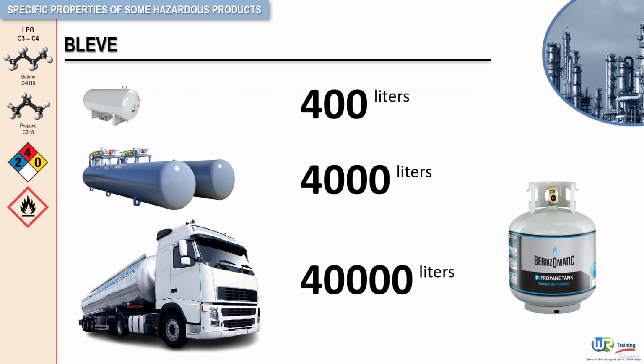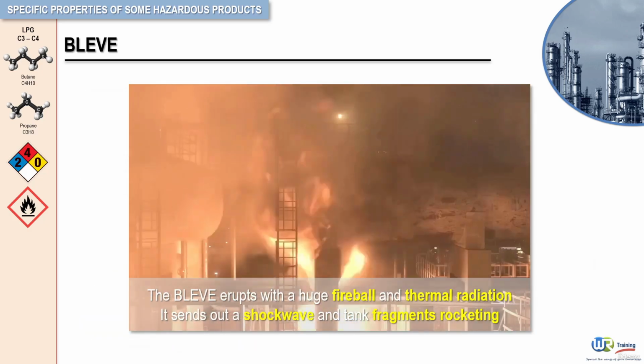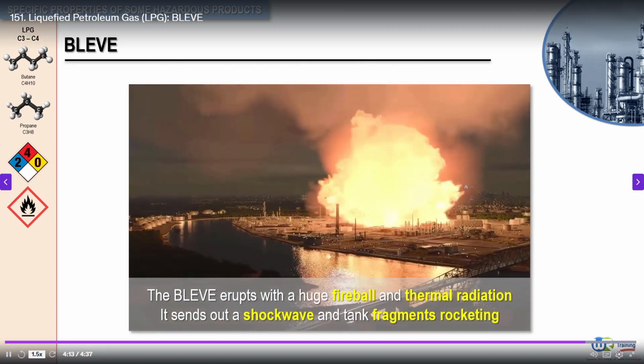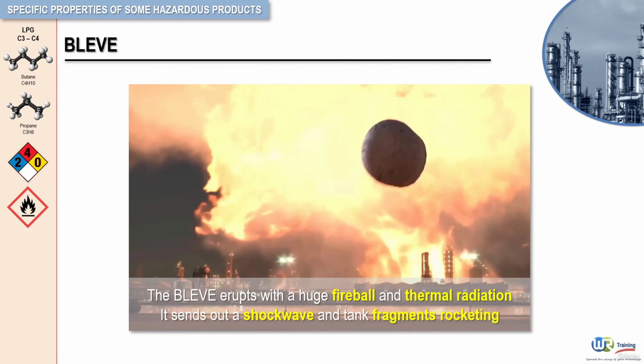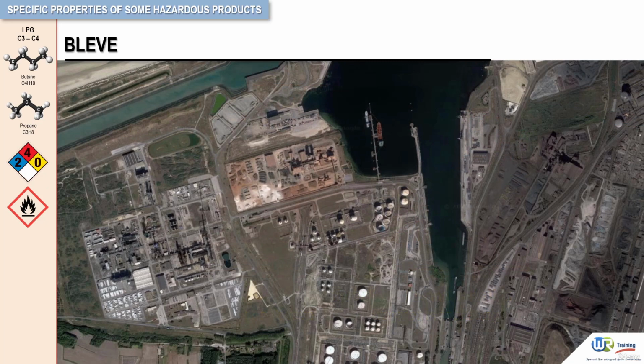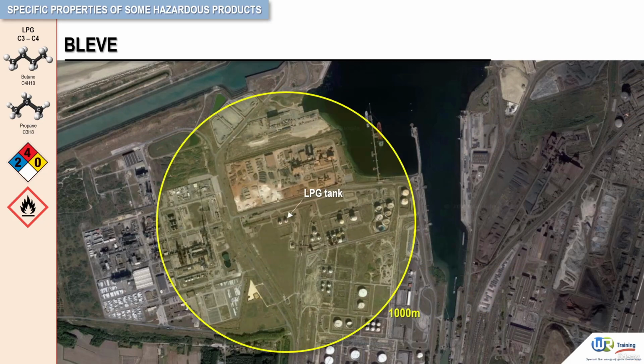As already demonstrated in this video, a BLEVE erupts with a huge fireball and thermal radiation. It sends out a shockwave and sends tank fragments rocketing. The danger zone for projectiles is the greatest. The BLEVE of a large tank, as seen here, can propel tank fragments, pipes, and other debris 1,000 meters and more.